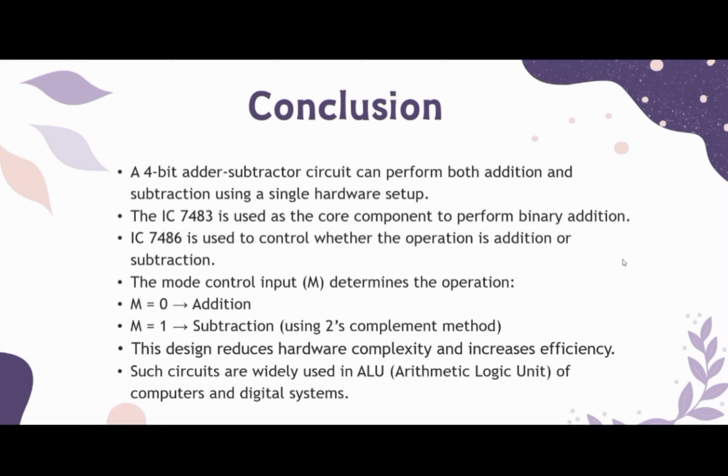To conclude, a 4-bit adder subtractor circuit can perform both addition and subtraction using a single hardware setup. In this circuit, IC 7483 is used as the main component for binary addition, and IC 7486 helps control whether the operation is addition or subtraction. The mode control input called M decides the operation. When M equals 0, the circuit performs addition. When M equals 1, the circuit performs subtraction using the 2's complement method.